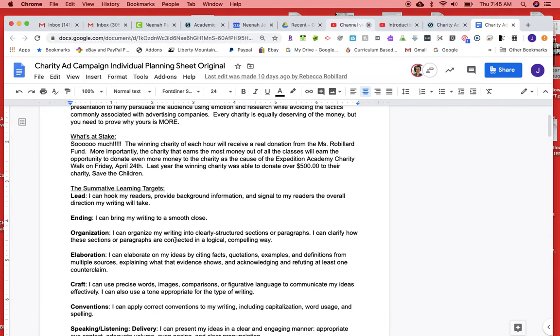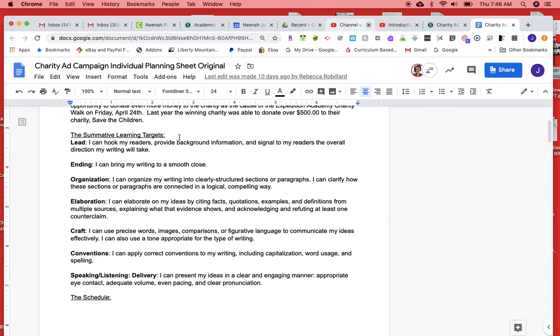So what's at stake? There's so much. The winning charity of each hour will receive a real donation from Ms. Robillard. More importantly, the charity that earns the most money of all the classes will earn the opportunity to donate even more money to the charity as the cause of the Expedition Academy Charity Walk, which was scheduled for April 24th, tomorrow. But being that we are all at home, that's been postponed. So last year, the winning charity was able to actually donate over $500 to the charity. And that charity was named Save the Children. So it's real cool.